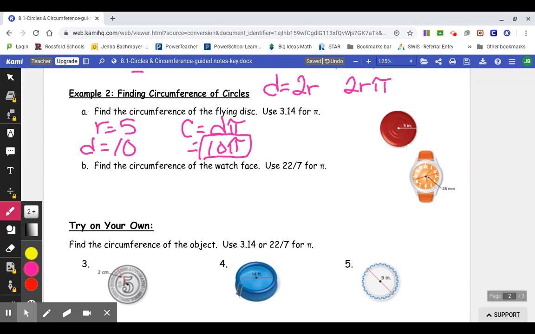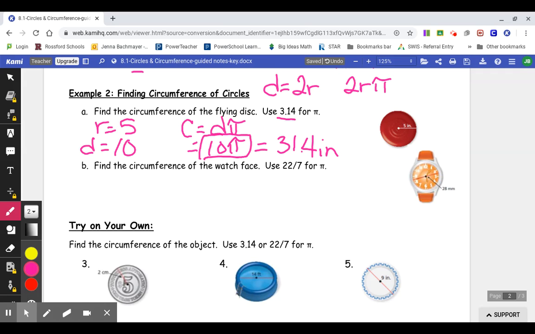The exact answer works in a lot of cases. If you want to use a rounded answer, in this case, that's what we're going to do. We have 3.14, so that's what we're going to use for pi. So when I multiply 10 times 3.14, I get 31.4 inches.